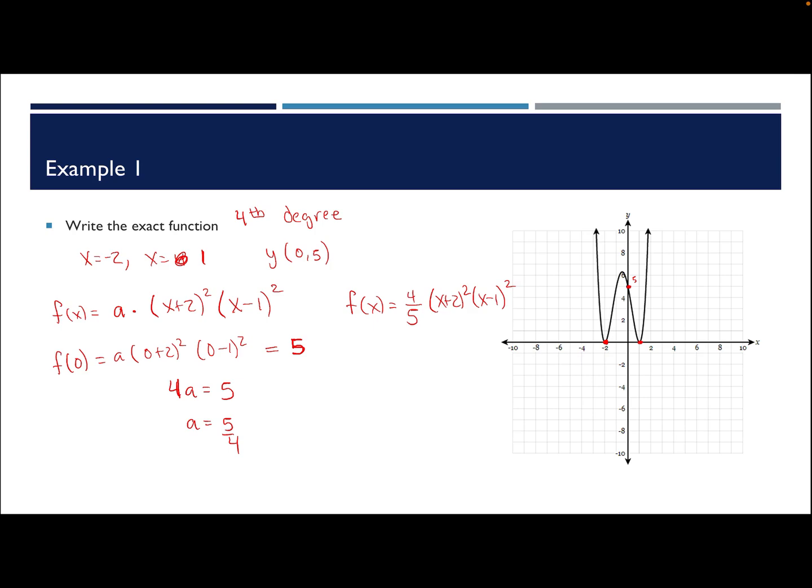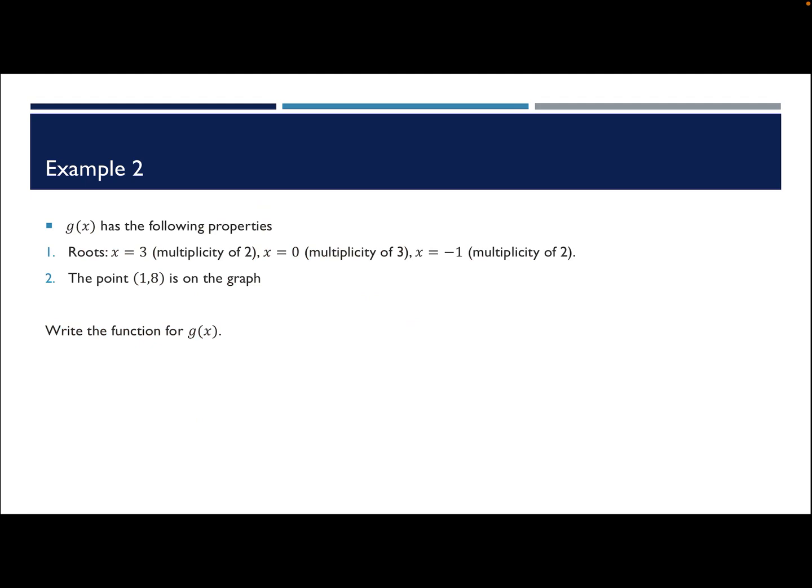And again, that's how you know. So when you substitute in 0, you should get 5. And all of this simplifies: 2 squared is 4, 4 times 1 is 4. So you get 4a equals 5, a equals 5/4. And for the last example, we have g of x has the following properties.